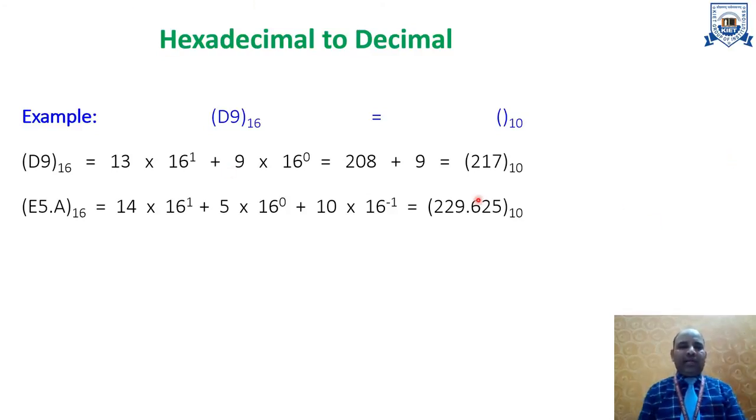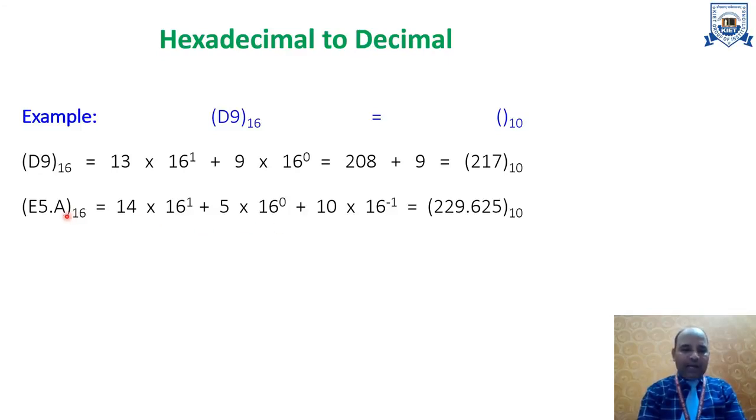Now further extending the conversion from hexadecimal to decimal, we take another example, E5.A in base 16. This example is a bit different from the previous one, which had only the integer part. Now we have the integer along with the fractional part. Let us try to understand how we can convert this number into the decimal system.